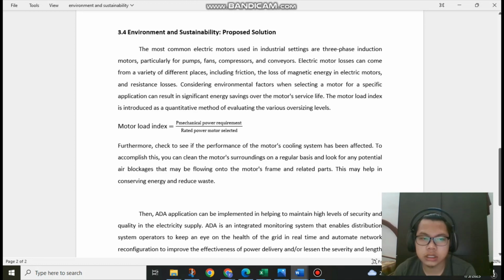The motor load index is introduced as a quantitative method of evaluating the various oversizing levels. This is the formula for the motor load index: motor load index is equal to the mechanical power requirement over the rated power of the motor selected. Furthermore, to see the performance of the motor cooling system, which can be affected, we need to check it regularly. To accomplish this, you can clean the motor surroundings on a regular basis and look for any potential air blockage that may be flowing onto the motor frame and related parts. This can help in preserving energy and reduce waste by increasing the performance of the electric motor.